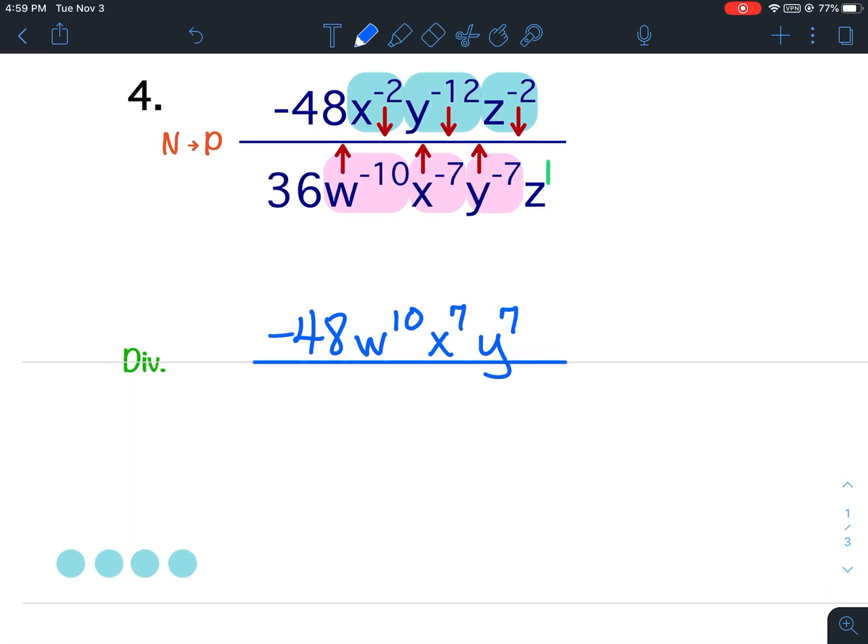In the denominator, I still have 36. And then all of these get moved to the bottom. So x squared, y to the 12th, z to the 2nd. But then don't forget, you also have this z term that stayed on the bottom. So I also have a z to the 1st.